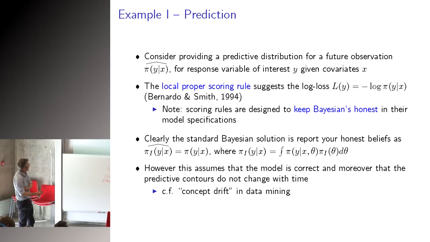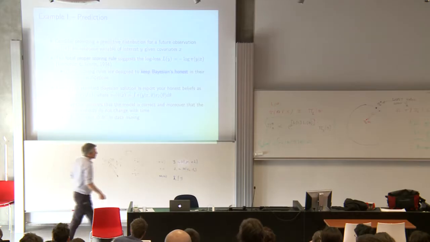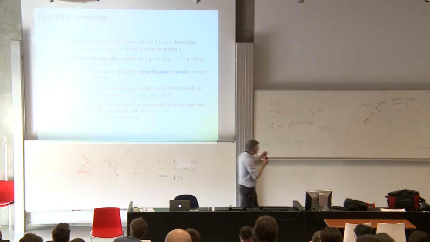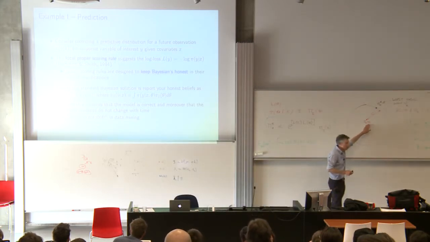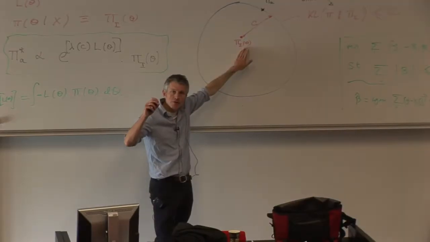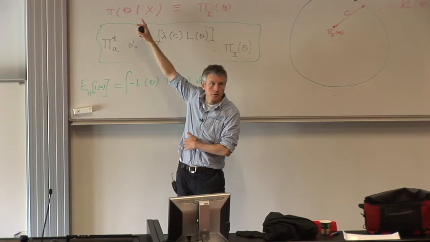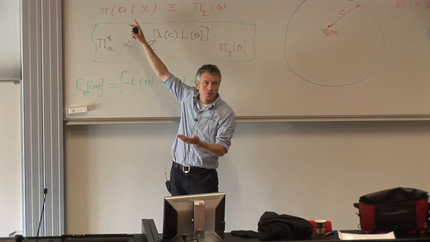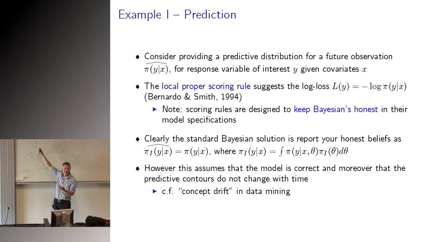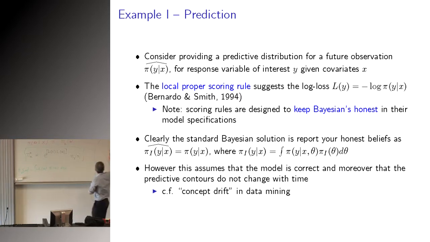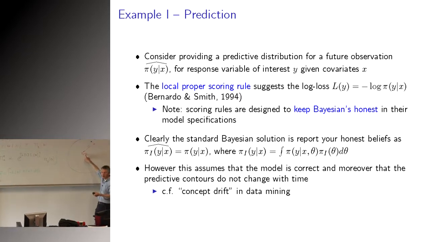So if you do that, well, of course, what's the standard Bayesian solution? It says if I need to provide you with a predictive distribution, I should just take the marginal. Remember I said that here theta relates to every state of nature for which you are going to get rewarded or incur losses. Same thing. And so here this is your predictive distribution on the unknown state of nature theta.